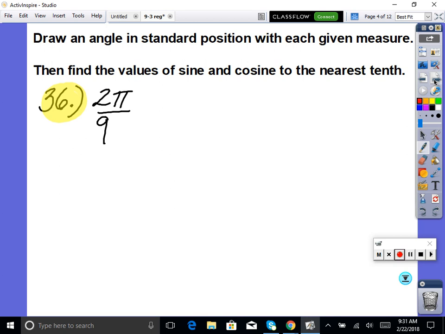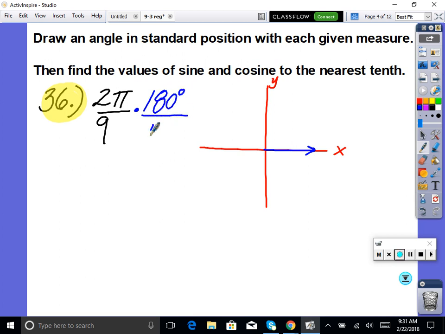Remember, standard position means on an XY chart. So draw an XY chart. And we have to have an initial side. Now, everybody, figuring out where 2 pi ninths is going to be hard. So let's just convert it to degrees, because then that's easy to graph. So instead of that radian, I want it as a degree. So I'd multiply by 180 over pi. Once again, pi's on bottom, because I can then divide them out.